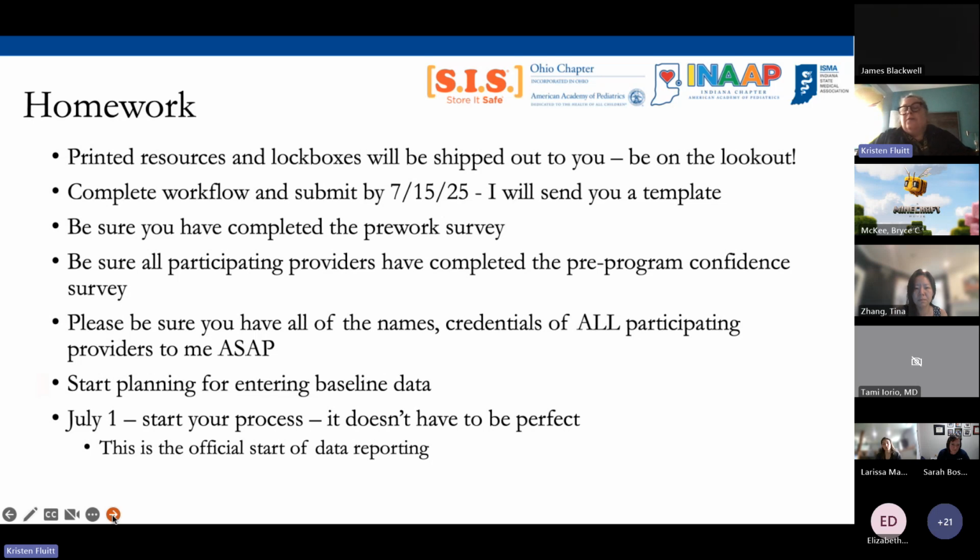And then start planning for entering baseline data. Like I said, it's due at the end of July, but start thinking about who's going to be doing that and a plan for getting that done. And again, I'm here to help with that process. And then July 1 is the start date. That's the start date to start doing the intervention, start doing the screening, start having the discussions, start entering your data. Remember, it's not going to be perfect, but that's our official start of data reporting.